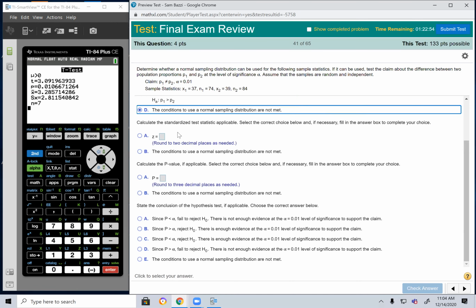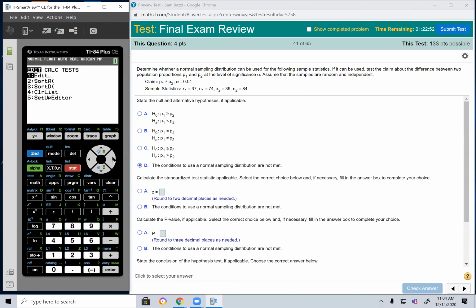Calculate, okay. Now let's run the test. So I'm going to take you to the test right away. Two proportion Z test. Don't mix it up with the mean test. These are proportions, P1 and P2. Okay, X1 is 37. It's very clear. N1 is 74. X2 is 39. I mean, it's obvious that you should use this test because it asks you to input the values given there. We need to check that P1 is different from P2. That's the claim. And then hit calculate, guys.